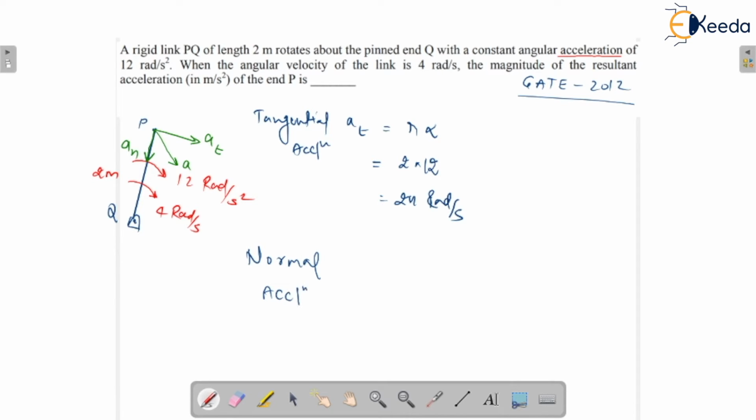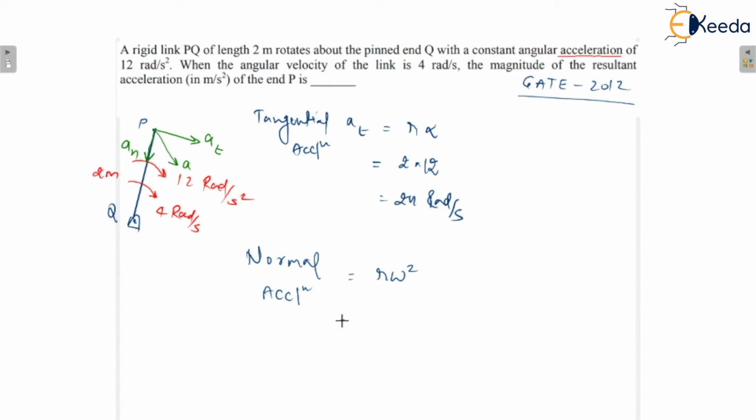And the normal acceleration would be equal to what? Sorry, this is r omega square, because we are talking about the acceleration. R omega square means r is 2 meter and omega is 4 radian per second, squared. So that comes out to be 32 radian per second square.